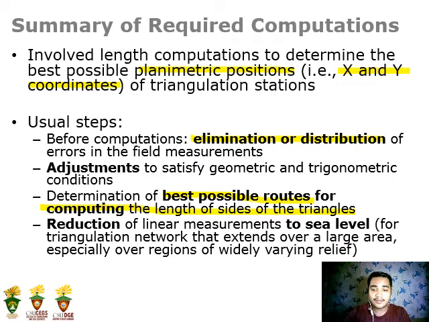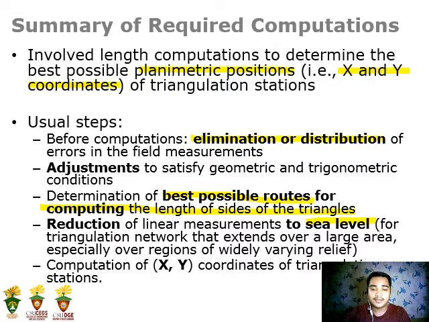Next, we are going to do the reduction of linear measurements to sea level for a triangulation network that extends over a large area. Since the coverage is large, we take into consideration the curvature of the Earth, especially over regions of widely varying relief. Then we compute the x and y coordinates of triangulation stations.